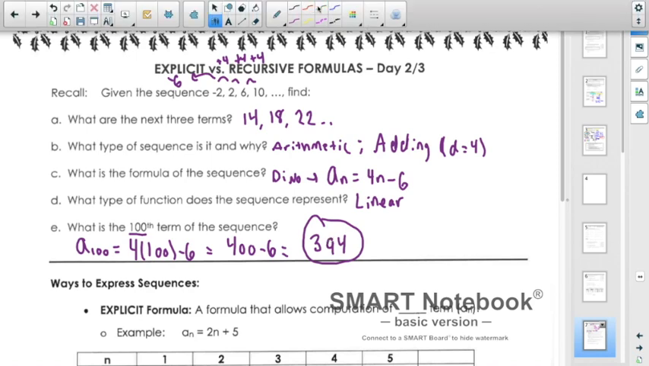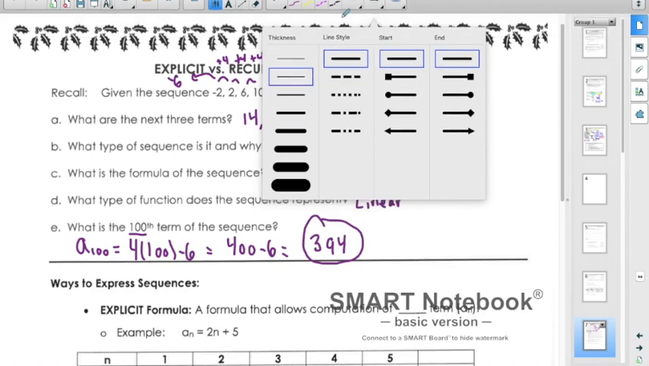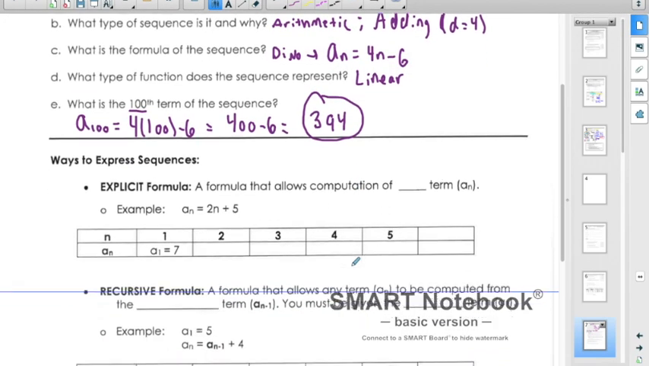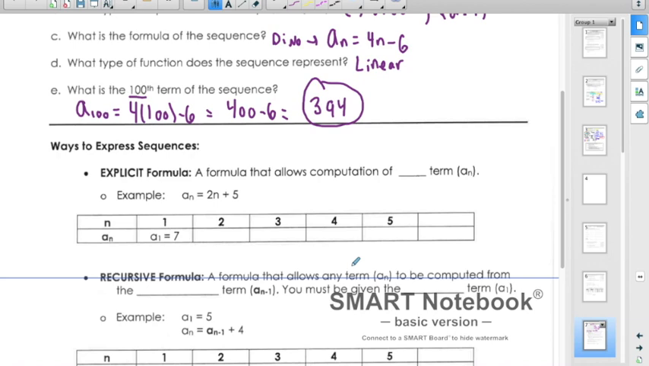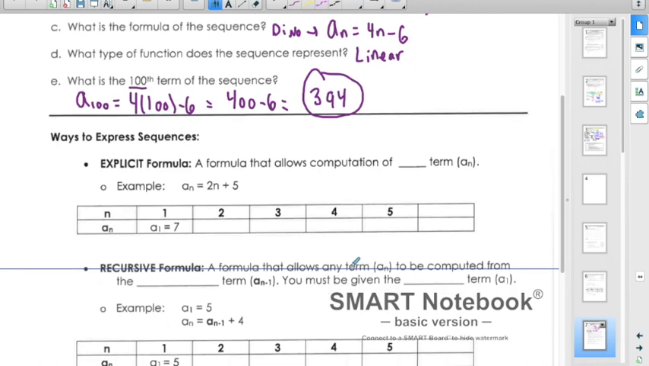Nice little review. Let's take a look at ways to express sequences. Again, two ways. The first way is the explicit formula. This means it's a formula that allows computation of any term, any term A sub n. In other words, I can plug in any number I want, just like I did up here, 100. And here's an example.